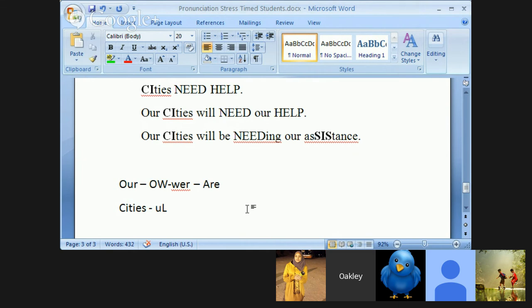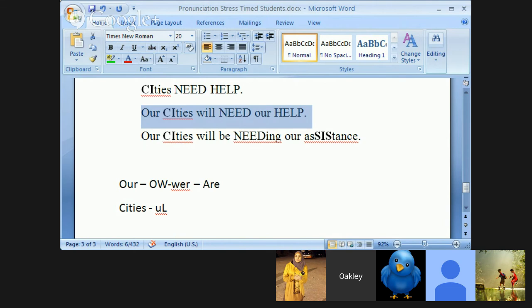That's the problem, Sally. You were having trouble connecting these phrases. You were trying, but you didn't really know how to do it. Try it again now using "R" and "our cities ul." Our cities will need our help. That's much better. That's great. Very good. Nice job.